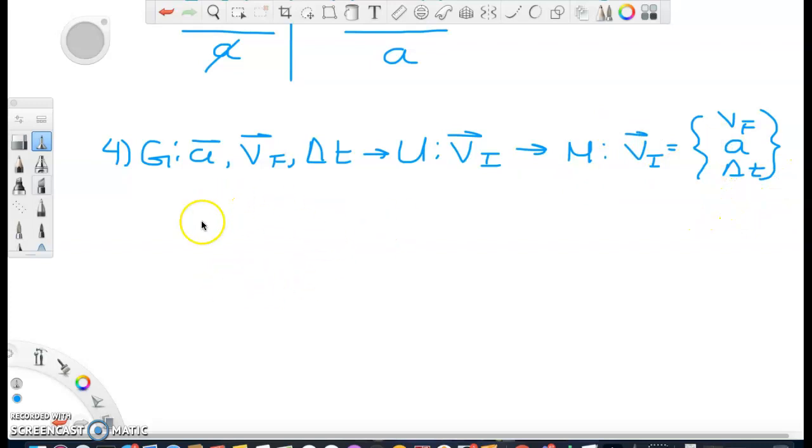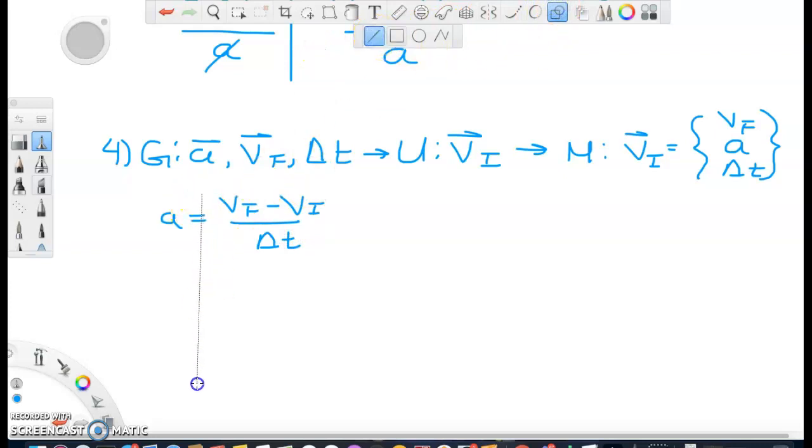To do that, we are once again going to write out that equation that we've been working on up to this point, which in this case would be that a is equal to change in velocity over change in time, as we've done in the past. So this would be a is equal to v final minus v initial divided by delta t here. And now we are going to want to manipulate this expression.